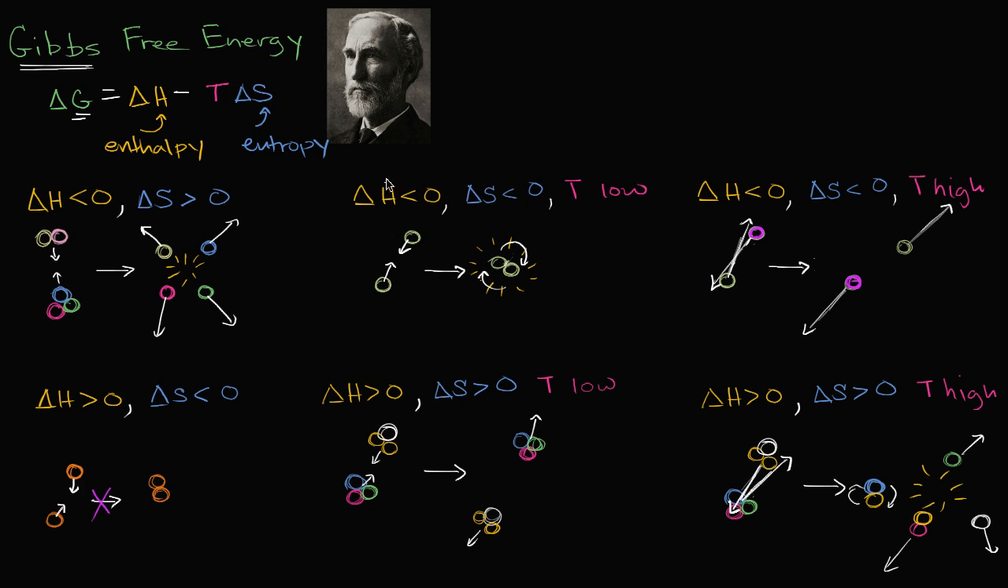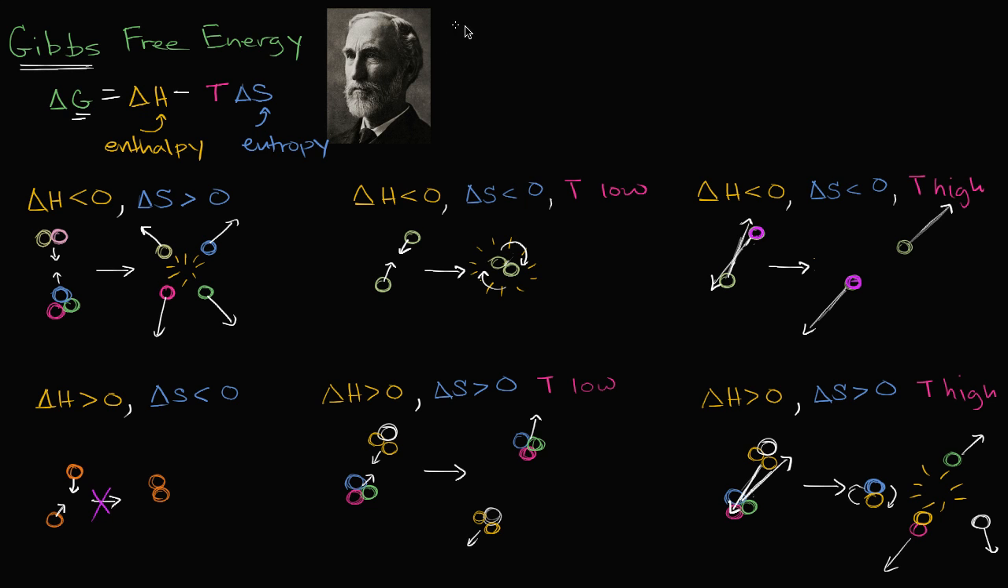Now Josiah Willard Gibbs defined this to think about how much enthalpy is going to be useful for actually doing work. How much is free to do useful things? But in this video, we're going to think about it in the context of how we can use change in Gibbs free energy to predict whether a reaction is going to spontaneously happen, whether it's going to be spontaneous.